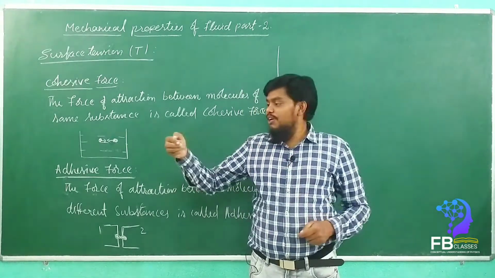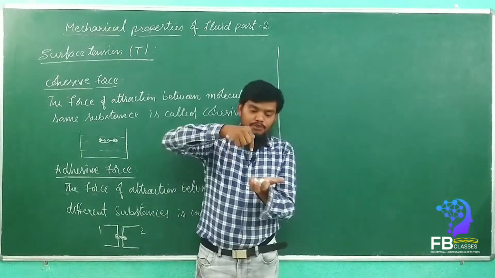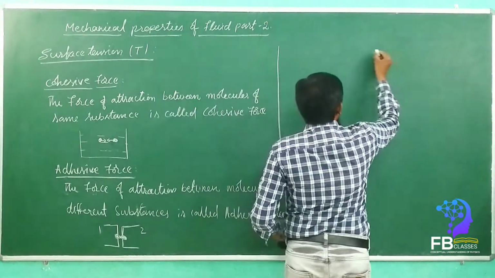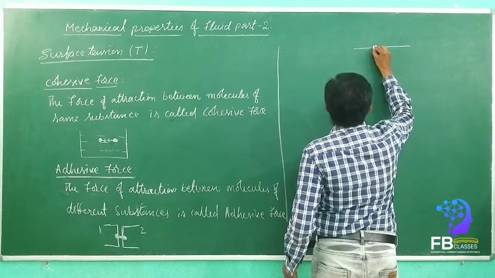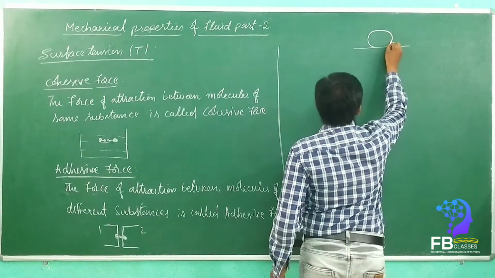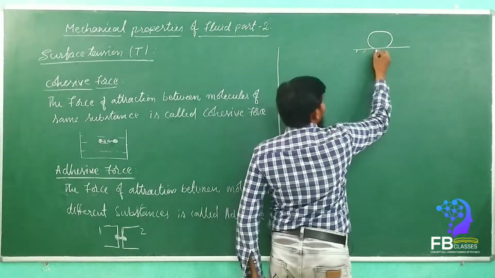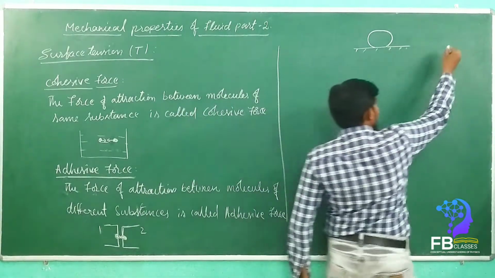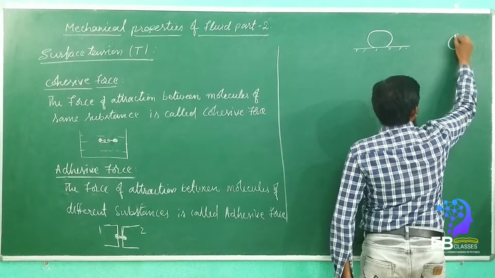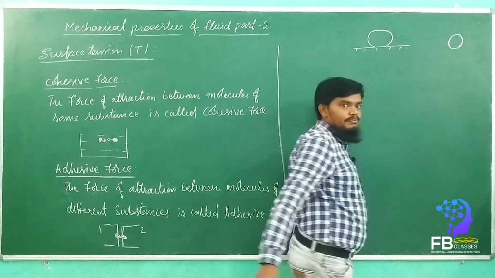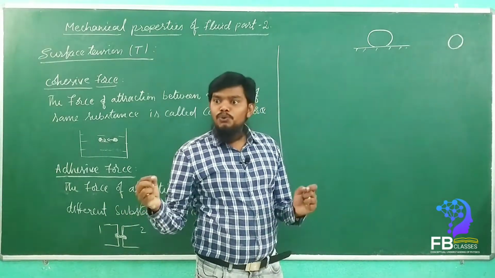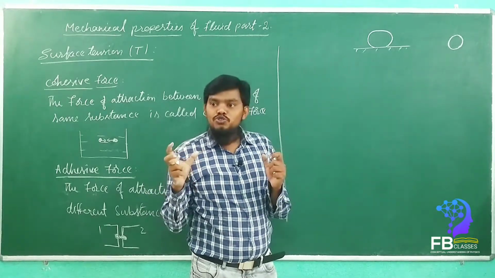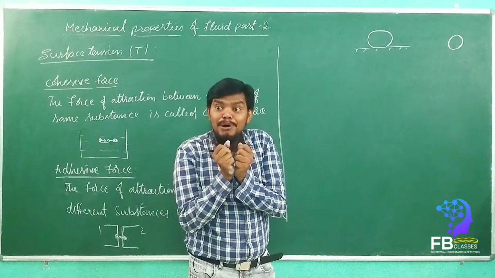Otherwise, see, for example, if you take a water drop and pour the water here, how will it become? The water drop will become in this shape. Yes or no? See here, if you pour it onto the surface. Are you getting my point? Actually, a water drop will be in spherical form. So not only water, all liquids want their surface to be minimum.